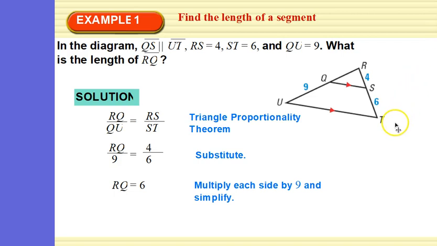Alright, so in the diagram, QS is parallel to UT. RS equals 4. ST equals 6. And QU equals 9. What is the length of RQ?